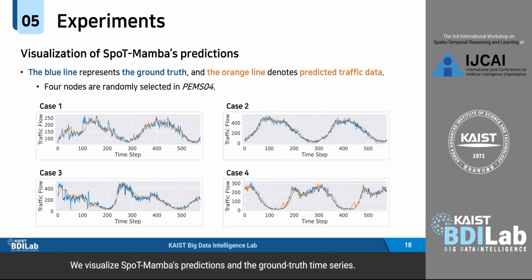We visualized SpoT-Mamba's predictions and the ground truth time series. We randomly selected 4 nodes and visualized their predictions starting from an arbitrary time step within the test split. Each case covers 2 days. The blue line represents the ground truth, and the orange line denotes the predicted traffic data. We can see that the predicted time series closely aligns with the ground truth data. SpoT-Mamba's predictions tend to follow the overall trends accurately and are less prone to noise.